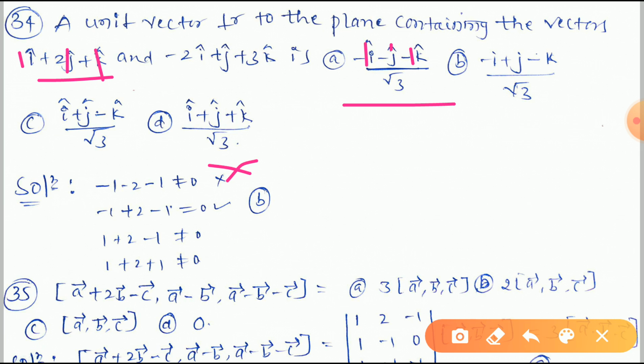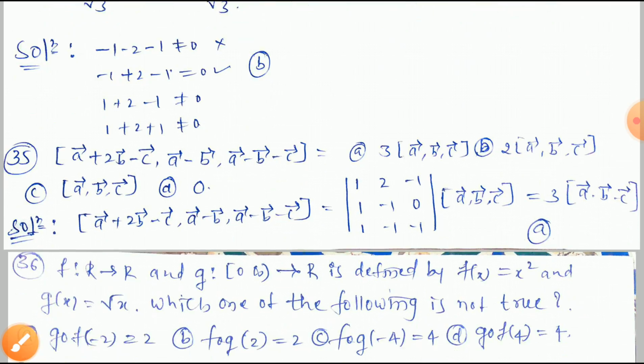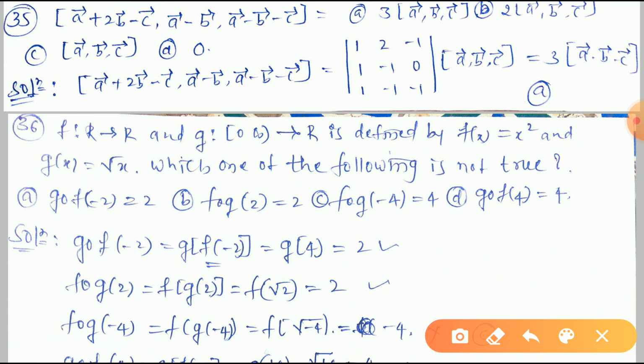Okay, similarly to check option B: 1 into minus 1, 2 into 1, 2 plus 1 into minus 1, this is equal to minus 1 plus 2 minus 1. Okay, minus 1 minus 2 plus 2 is equal to 0. Therefore the right choice of this question is B, because their dot product is 0. Then we say that this vector and this vector are perpendicular to each other. Because of this, the right choice of this question is B. Okay, next move on to question number 35.